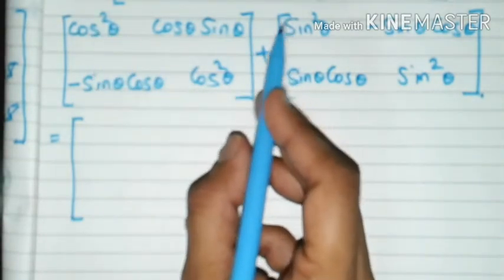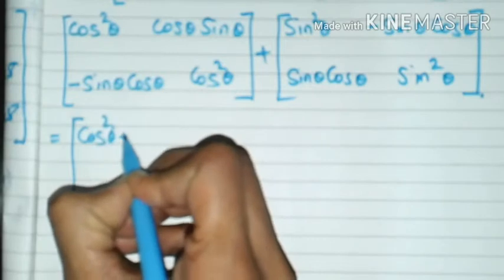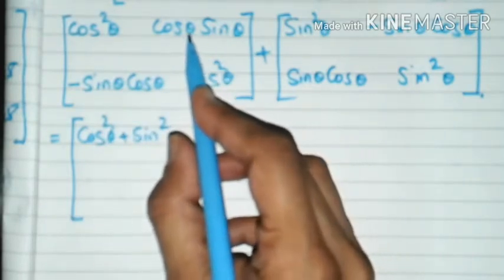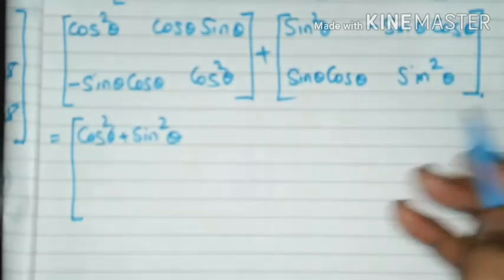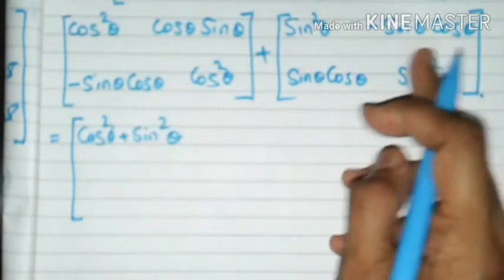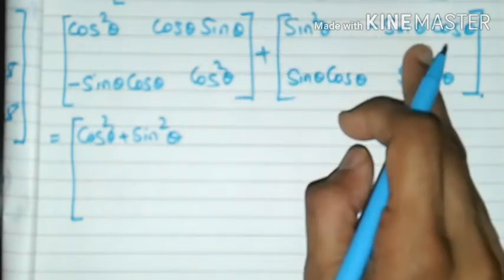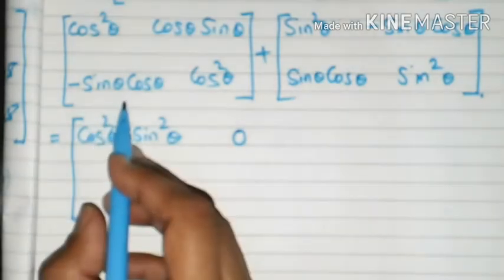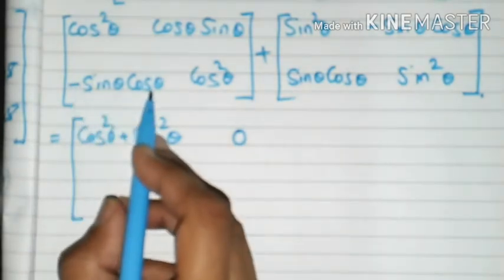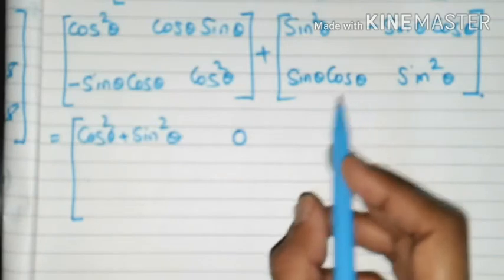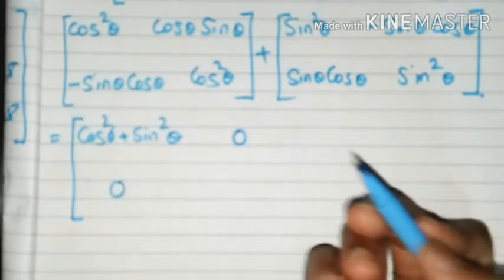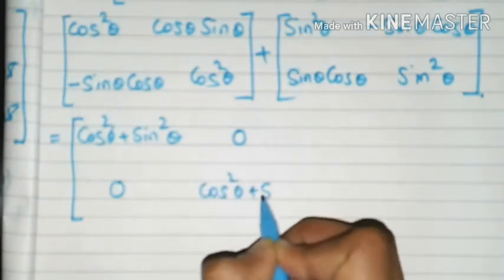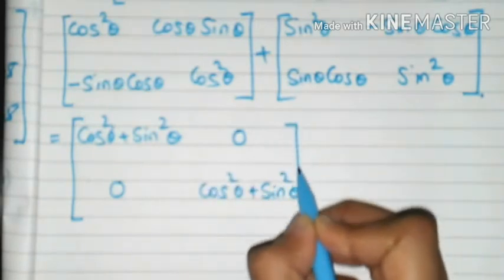So cos square theta plus sin square theta. Then the next entry will be cos theta sin theta minus sin theta cos theta. So this is nothing but when you add these two, you will get 0. Fine. Similarly, in the second row first column, it is minus sin theta cos theta plus sin theta cos theta. So again you will get 0 here. Then the second row second column is cos square theta plus sin square theta.